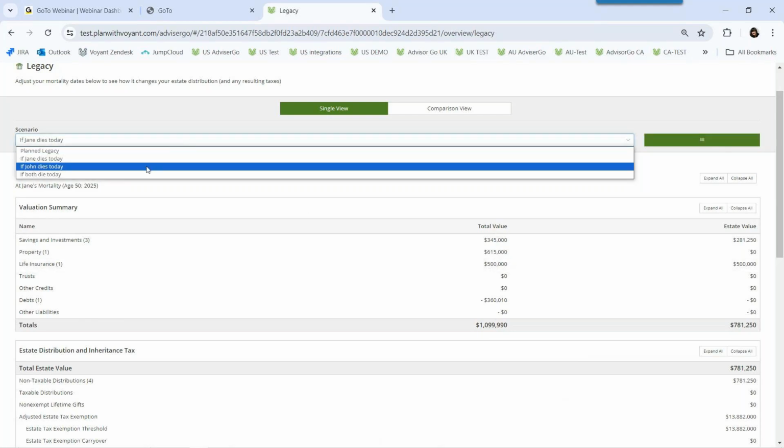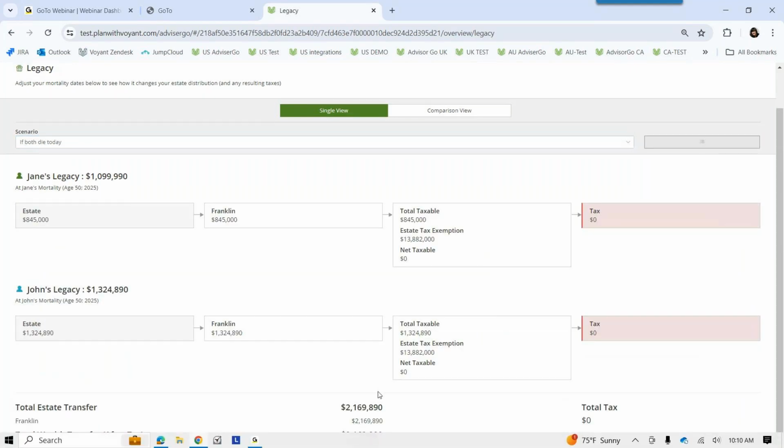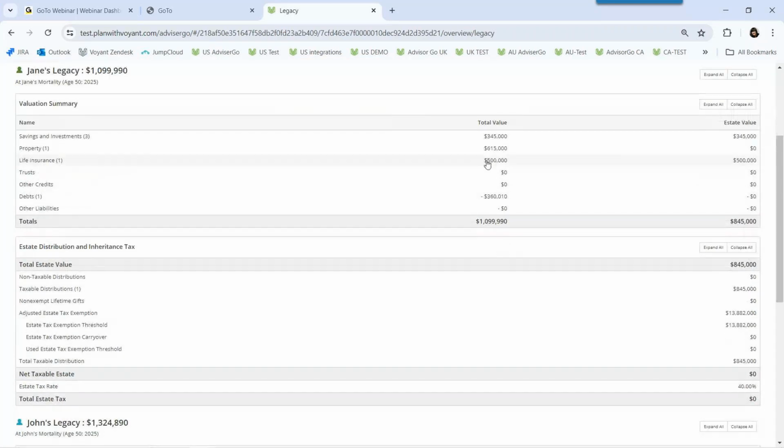And then you can also look at what happens if they both die today and what would they be leaving their son with. We have the 2.1 million here that would be passing to Franklin after tax, and you can again turn on your dots and dashes to see the breakdown. We've got their liquid assets, their property, and then the death benefits on their life insurance policies.